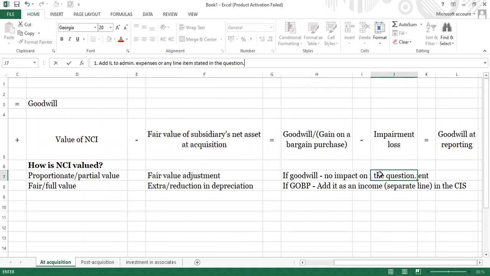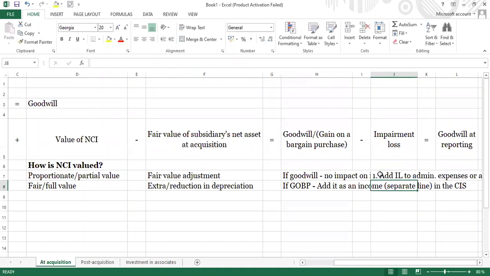What is the next thing you do with your impairment loss? The second thing is at the point of sharing, for the purpose of sharing profit or loss for the year: deduct impairment loss on full goodwill, on full goodwill before any apportionment.